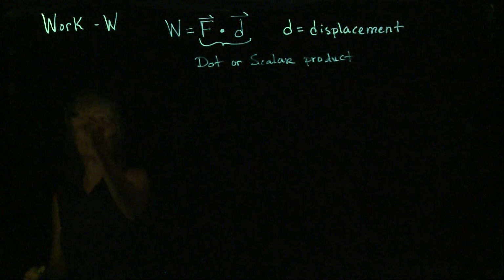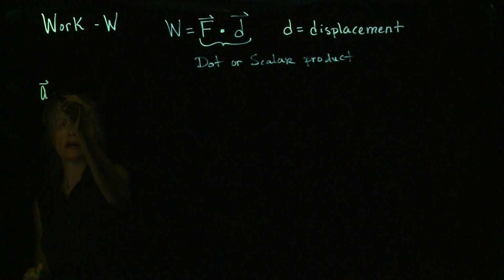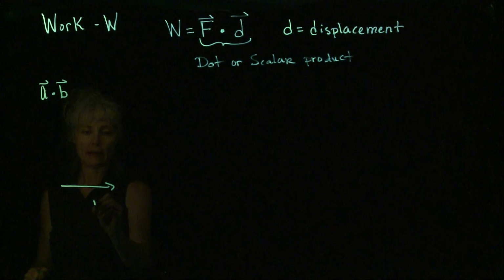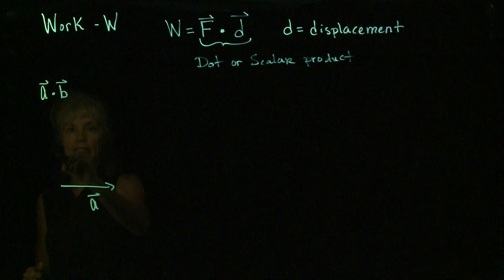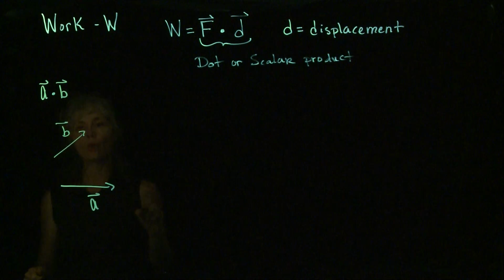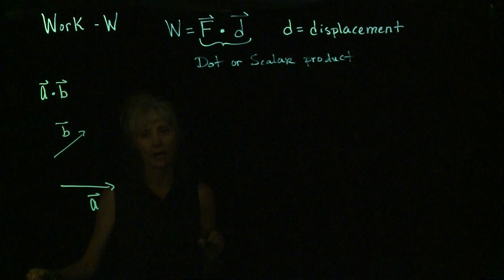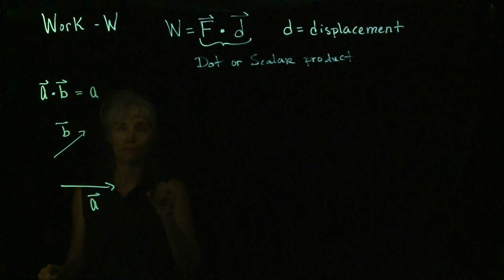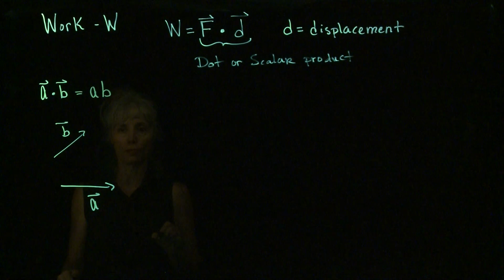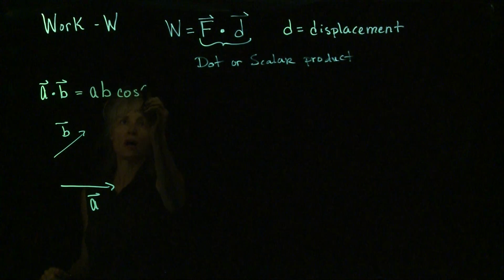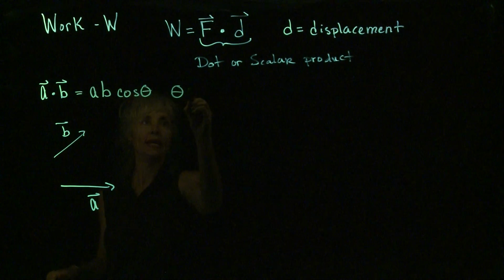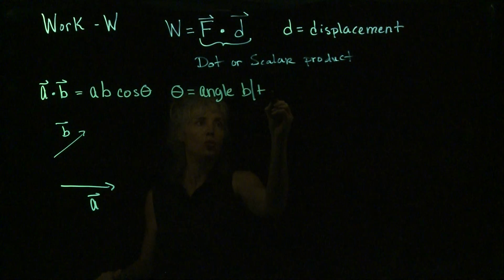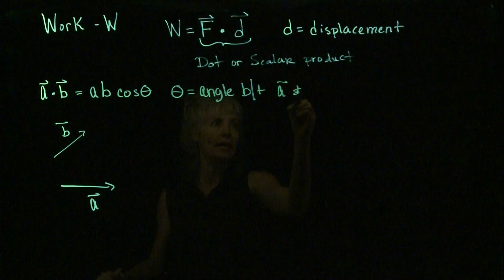Anytime you have a dot product or a scalar product, you can find the result in a very standard way. Let's say I have two vectors, A and B, that I'm dotting together. Here is vector A, and here is vector B. I want to know the dot product of vector A and vector B. It's equal to the magnitude of vector A times the magnitude of vector B times the cosine of the angle between vector A and vector B. So theta is the angle between A and B.